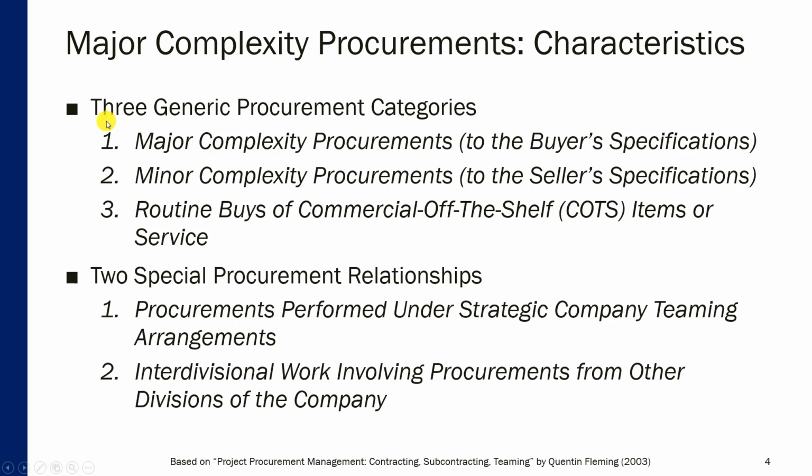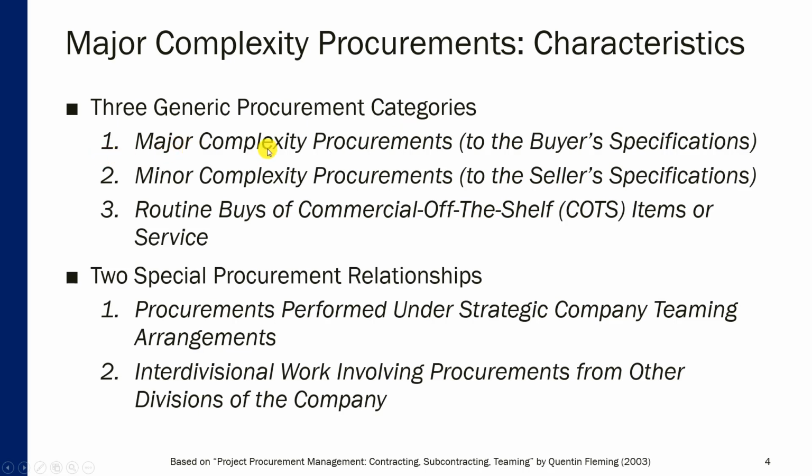In this chapter, we will discuss three generic procurement categories, meaning three common, frequently encountered categories of procurement, and some special procurement-like relationships. Strictly speaking, those two special procurement relationships may not really be classified as procurement, but they're close because they involve some kind of cooperation with another organization or another unit within the same organization. So let's talk briefly about the three generic procurement categories.